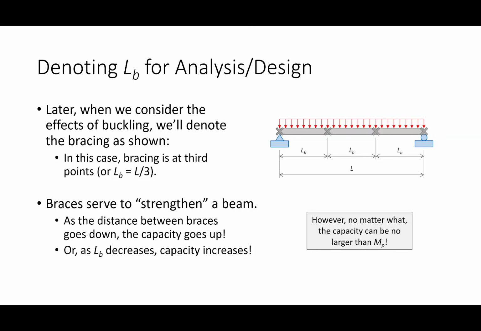Okay? Now, what do braces do? Well, braces serve to quote unquote strengthen a beam. And what I mean by that is, let's say I have a beam and its LB is like right here, and I throw another brace in where I cut the LB in half, that means the LB is going to be right here, so the capacity is going to sort of trend upward, right? As we start adding braces, the capacity is going to start going this way, right? As long as we recognize we cannot go above this line, okay? The capacity is going to be limited to MP, okay? Is everybody okay with this so far? Okay.